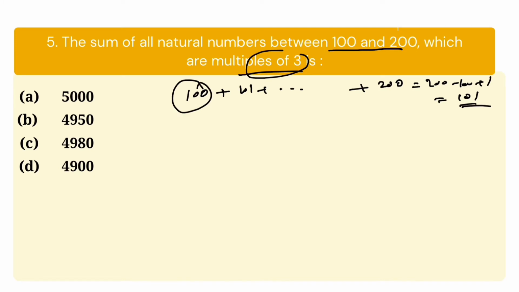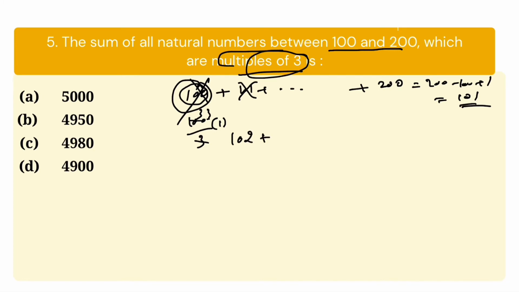But the condition here is that these numbers have to be multiples of 3. So we have to check whether 100 is a multiple of 3 or not. Divide 100 by 3. 3 nines are 27, 3 threes are 9, so 1 is the remainder here. Hence this is not a multiple of 3. So check it for 101. This also is not, so the numbers start from 102.